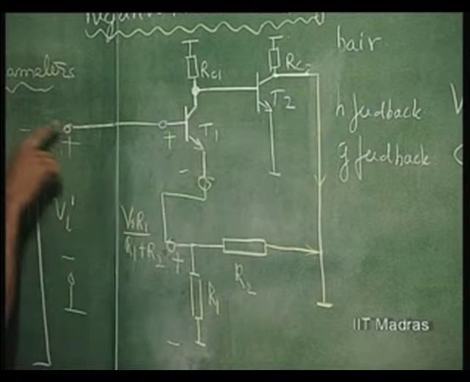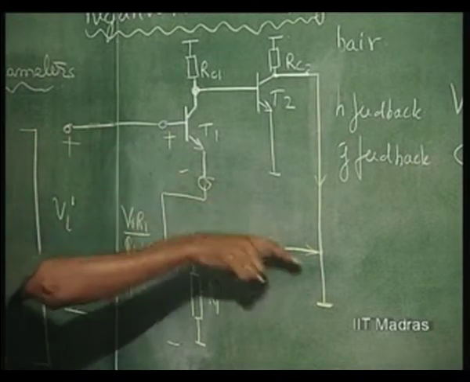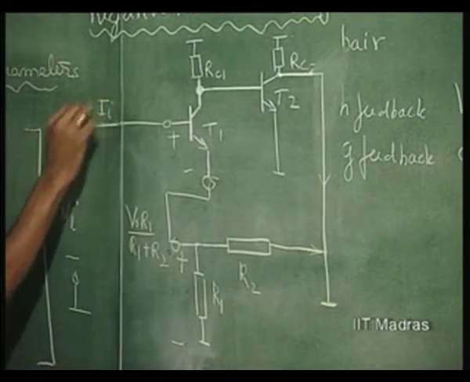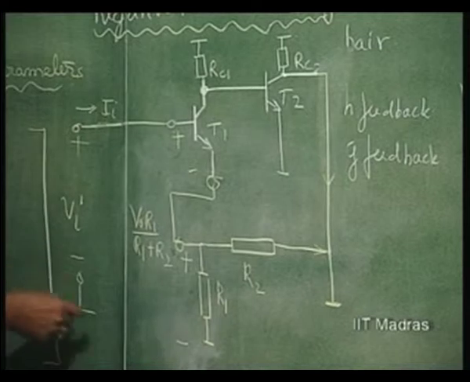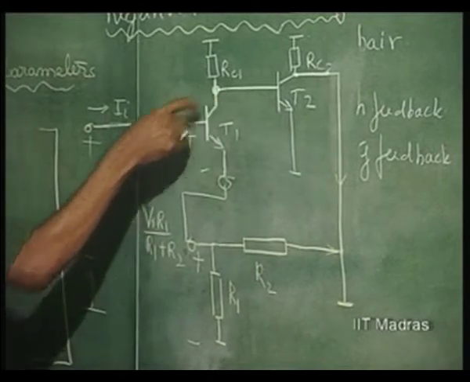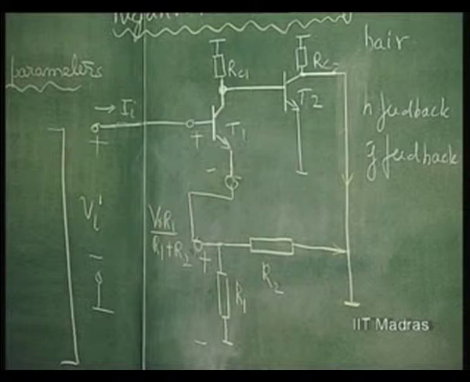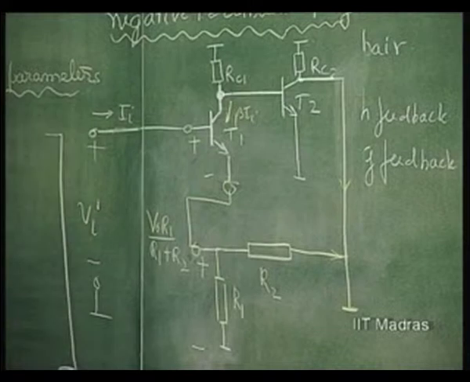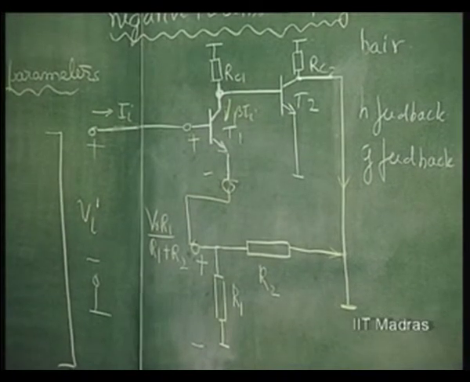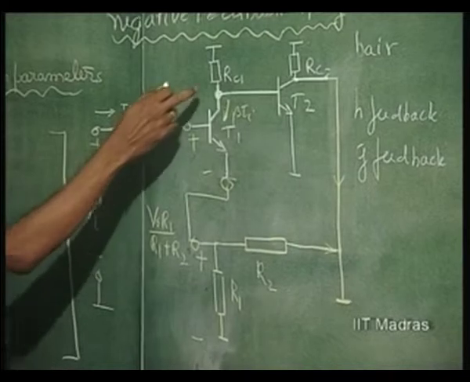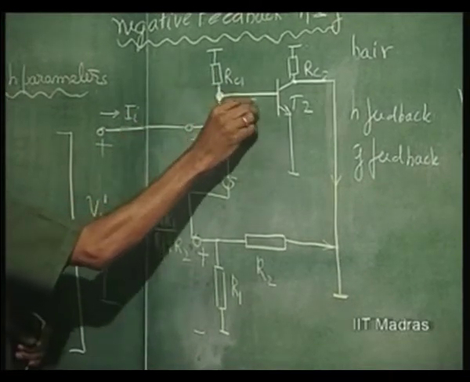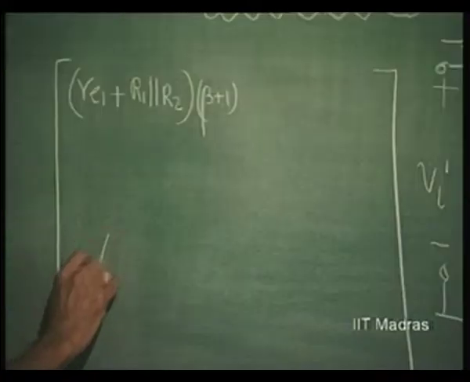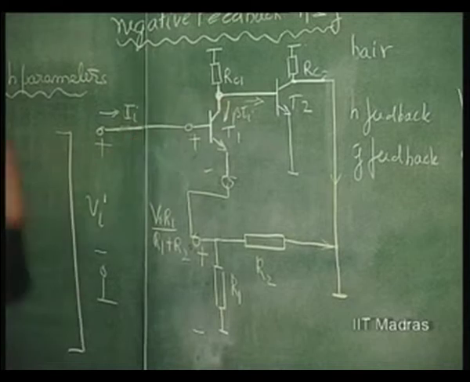I short the output and find out the current gain from input to output. When I have an input current I, this current at this point is going to be beta times I, that we know. This beta times I is going to split between this resistance and the impedance seen from here. So the current gain is, straight away, beta from here to here.